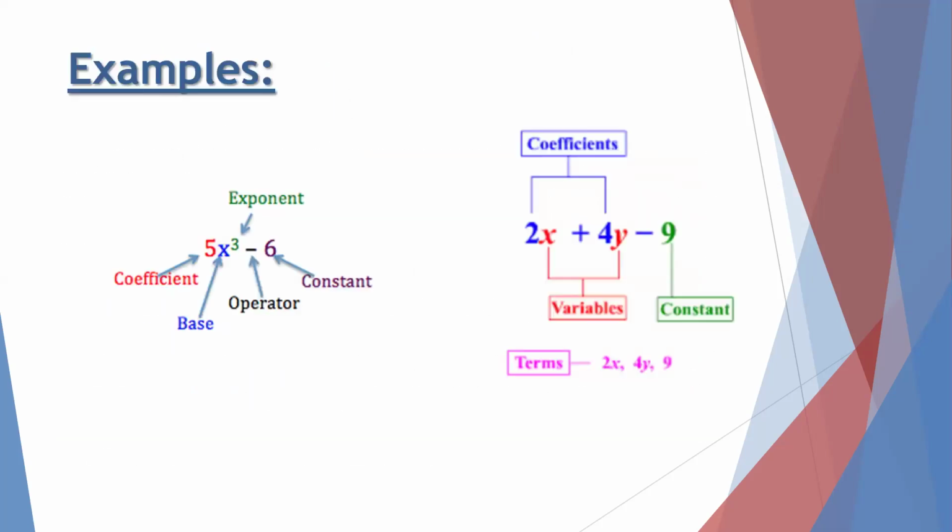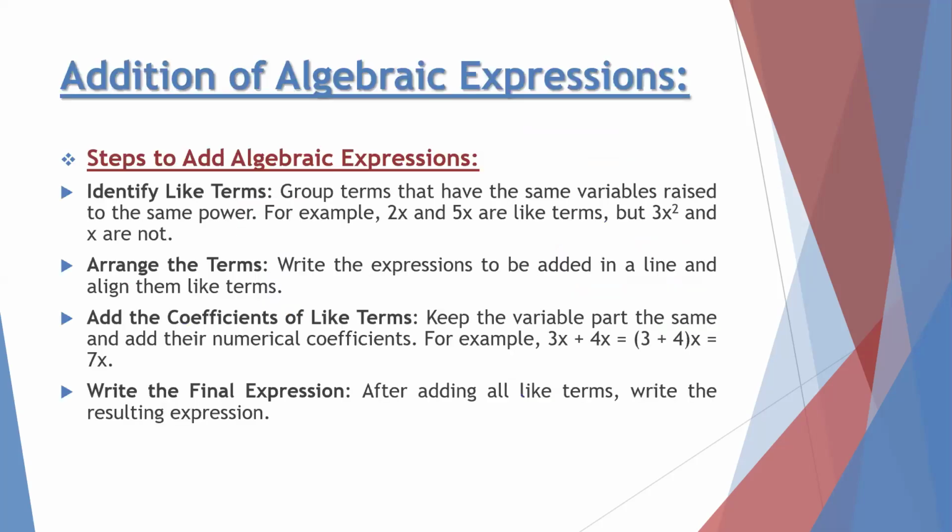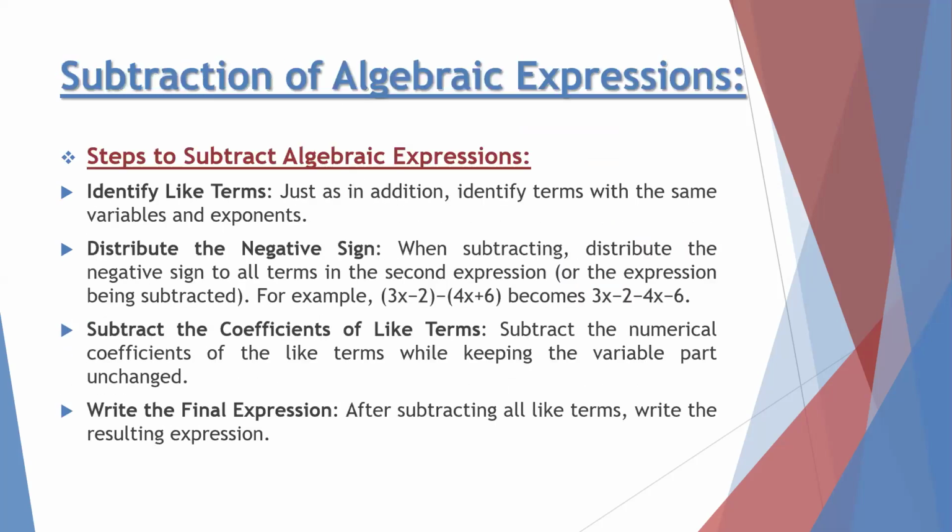Then these are some examples I've explained. Addition of algebraic expressions: bring the like terms together, arrange them properly, add the coefficients, and you will get your final answer. Same way for subtraction, one step is added: first distribute the negative sign to all the terms in the second expression, then bring the like terms together, subtract, and you will get your final result.